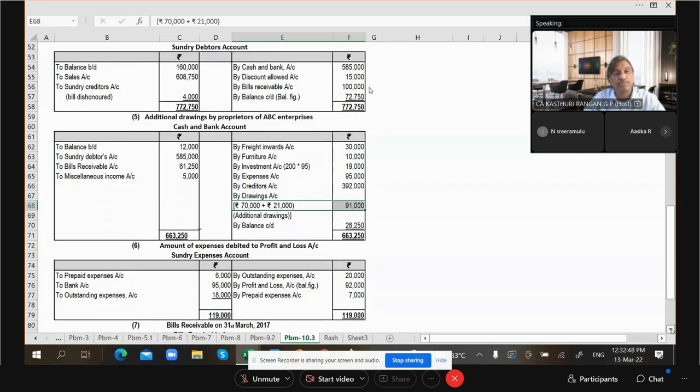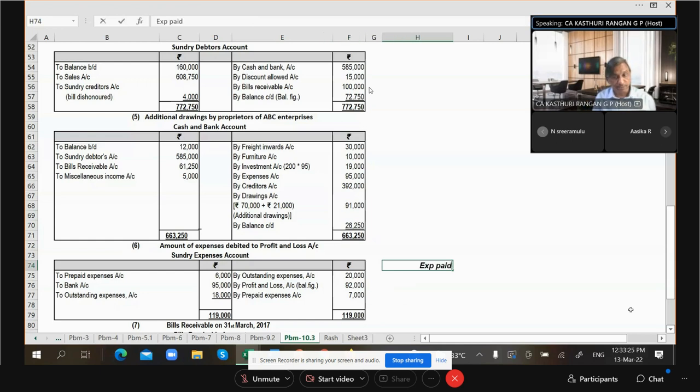Then sundry expense account, to determine the amount of expense to be taken to P&L account. See, the amount paid is only 95, but prepaid expense of last year, add. Outstanding expense of last year, deduct. Outstanding expense this year, add. Prepaid expense this year, deduct. You will get 92,000, is it not? Either you can prepare a ledger account like this, or you can do a working note like this also.